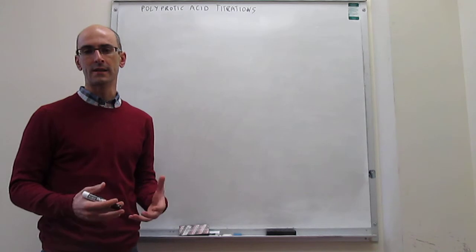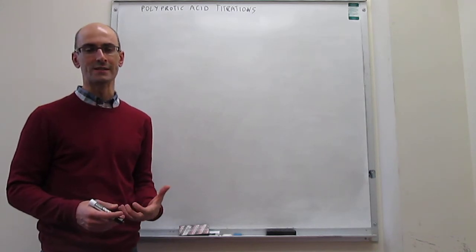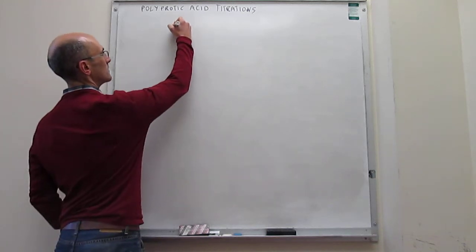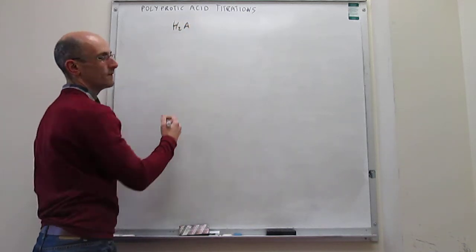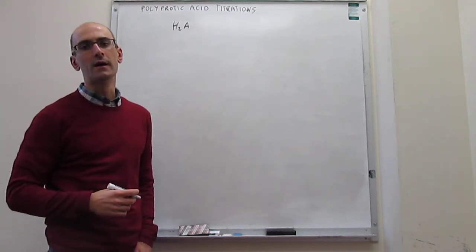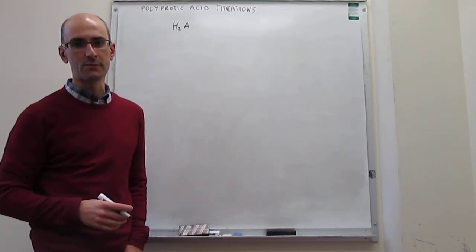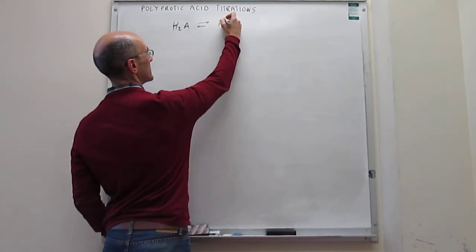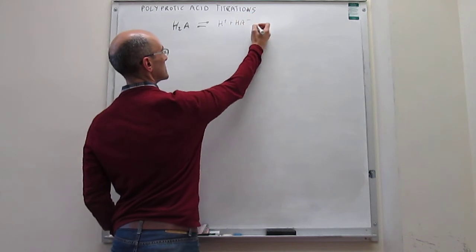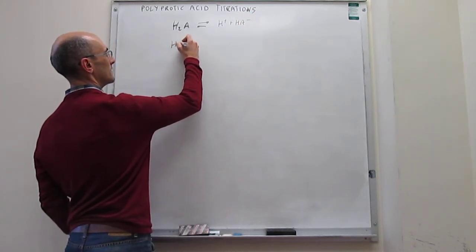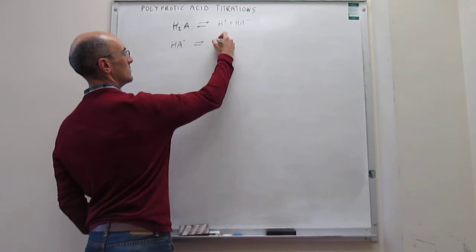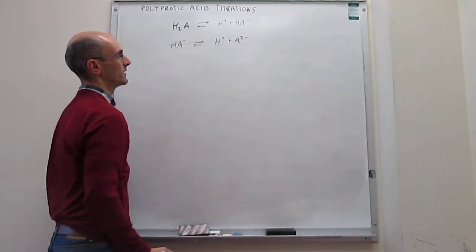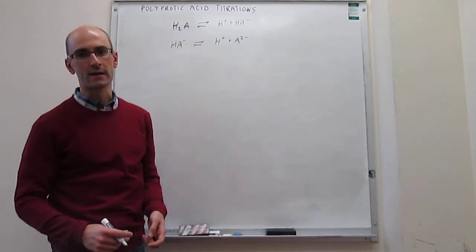As an example of a polyprotic acid, we're going to use a generic H2A acid which has two protons. If our acid is H2A, then the two equilibria pertinent to the acid-base properties would be the first proton dissociation equilibrium to H+ and HA-, and then the second proton may dissociate in a second step to generate H+ and the dianion, A2-.